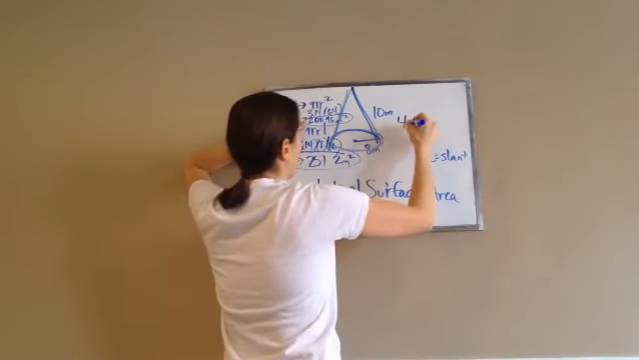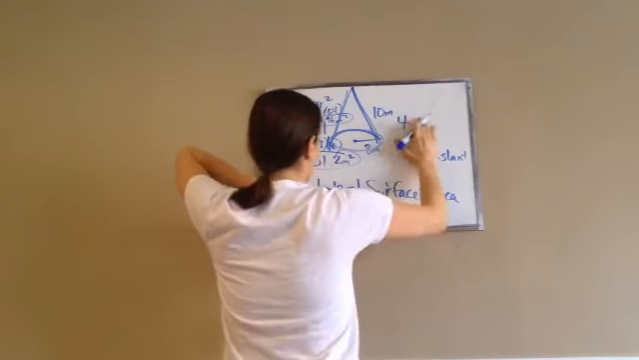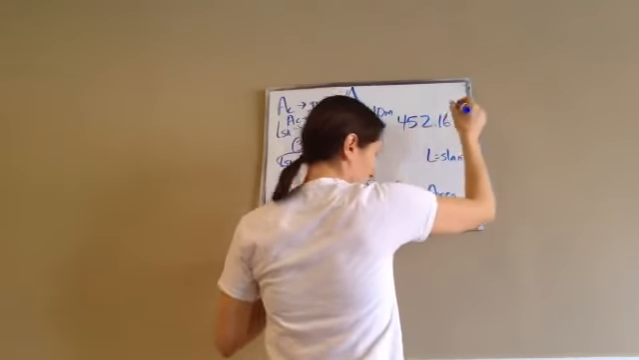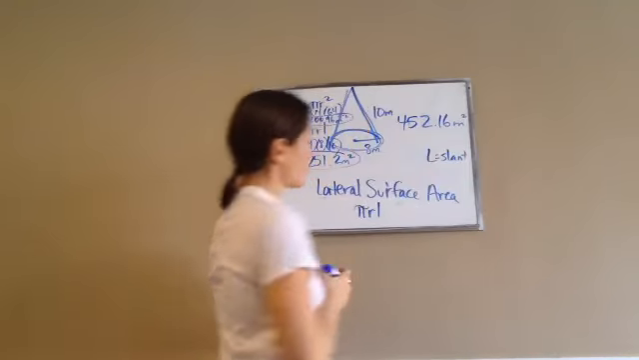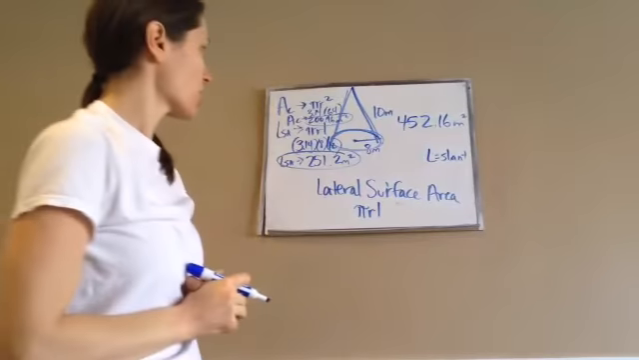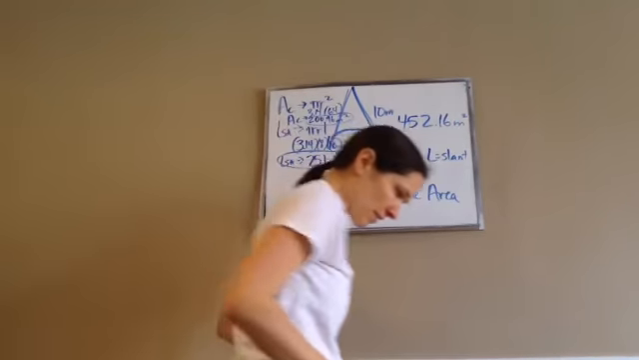Then when you add those two together to find out the total surface area, you're going to get 452.16. So, 452.16 meters squared is the total surface area, because it had two surfaces. You got it? Yep. That's lesson 72.